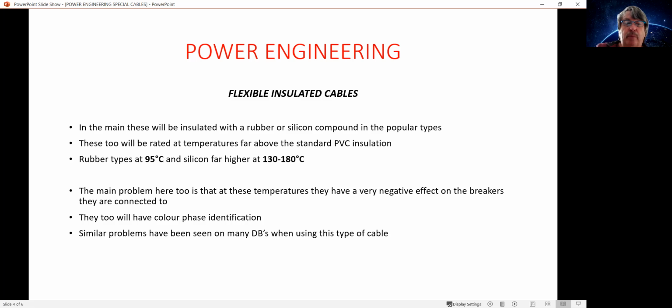And again, the main problem here is these temperatures could have a negative effect on breakers that they are connected to. They too will obviously discolor. They will have color like red, white, and blue as a shrink, a PVC shrink put on them. And you see this as almost a standard industry norm out there. And of course, you'll have the similar problems on the DBs with this type of cable.